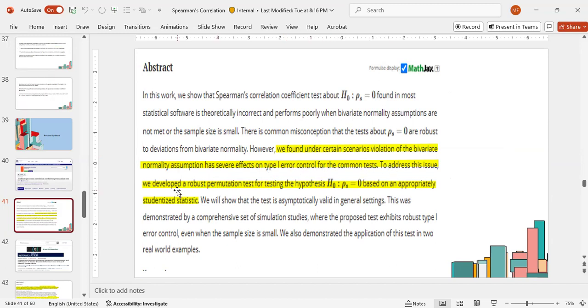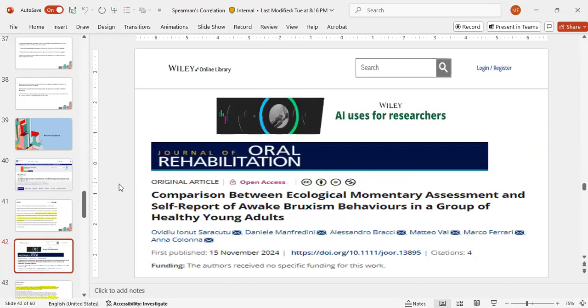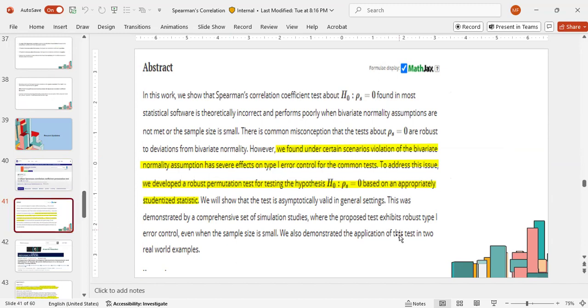To address this issue, we developed a robust permutation test for testing the null hypothesis that rho is equal to 0 based on an appropriately standardized statistic. We will show that the test is asymptotically valid in general settings. This was demonstrated by a comprehensive set of simulation studies where the proposed test exhibits robust type 1 error control even when the sample size is small. We also demonstrated the application of this test in two real-world examples.